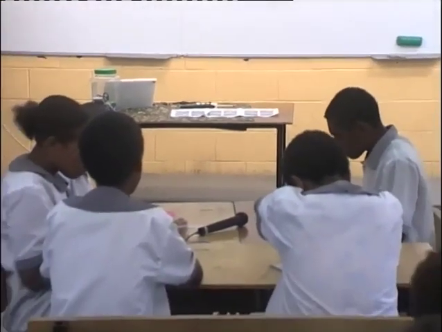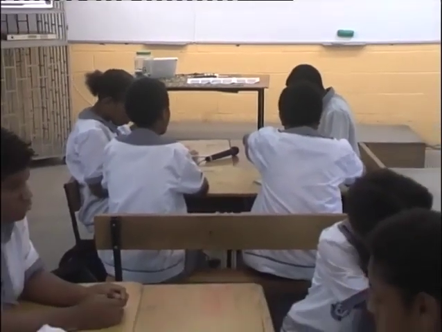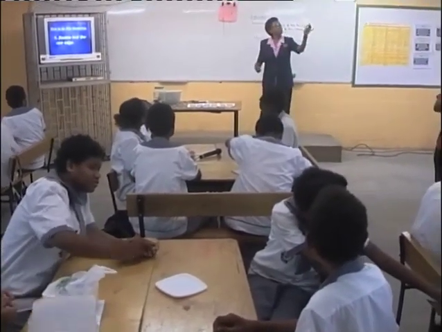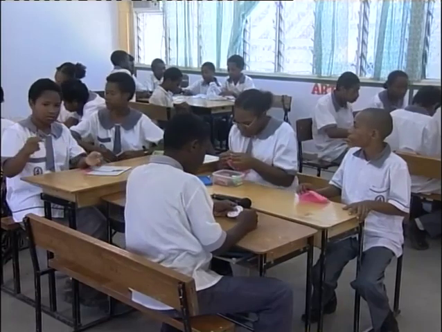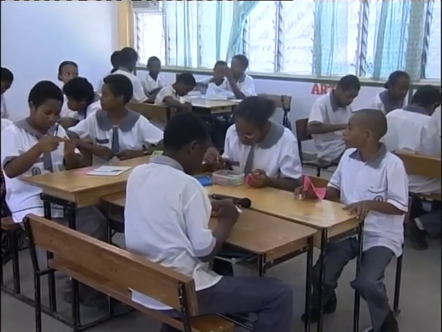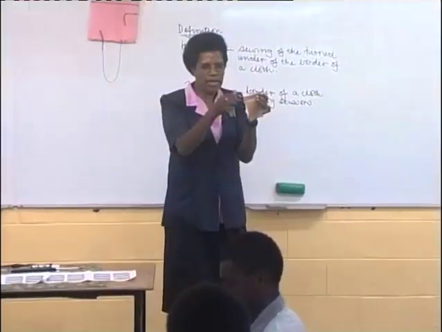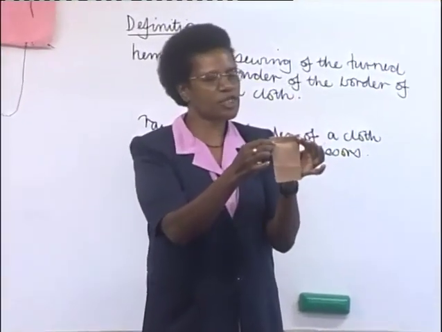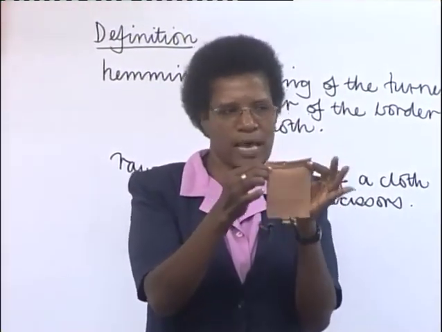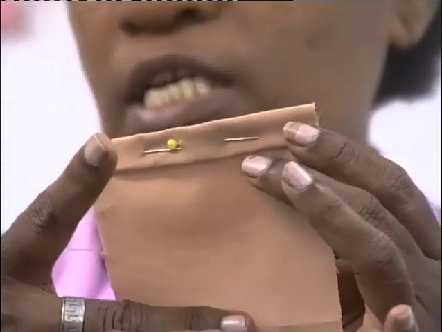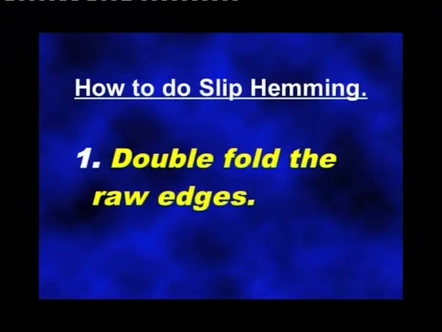Okay, like Shane has done, you pin your double folded raw edge so it doesn't give you problem when you are working on it. That's what Shane has done. If you can do that, double fold, use the pins I've given you to pin them down so it doesn't open up and give you problems. Okay, we should have all finished that.